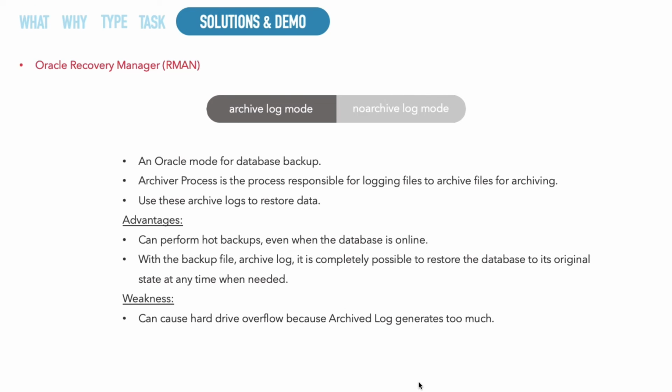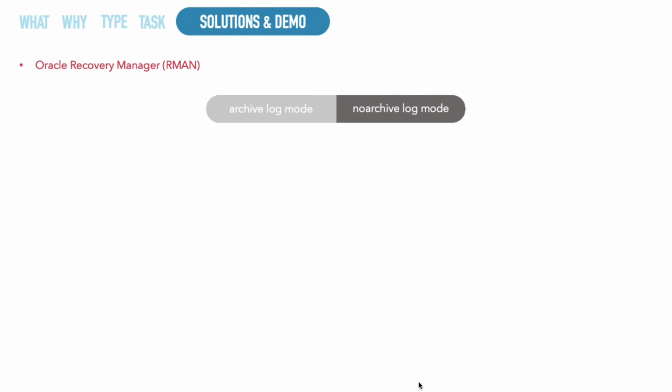Its advantage is that it can perform hot backups even when the database is online. With the backup files and archive logs, it is completely possible to restore the data to its original state at any time when needed. Its limit is that archive logs can cause hard drive overflow because they generate too much data. About no archive log mode, we can understand it as the opposite of archive log mode.